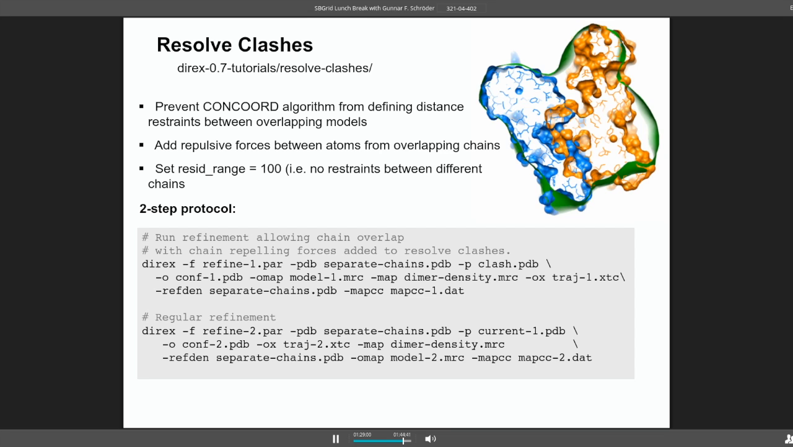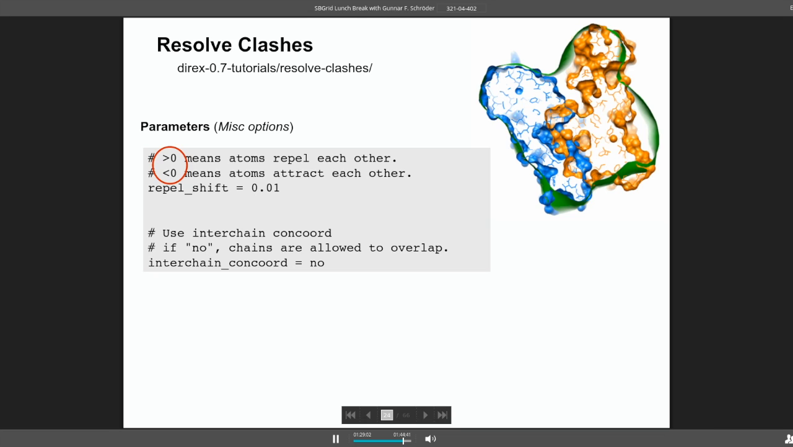This is explained here, in the parameter file. There's an option that tells you to add a repelling or also attractive force, if you want, between different chains.